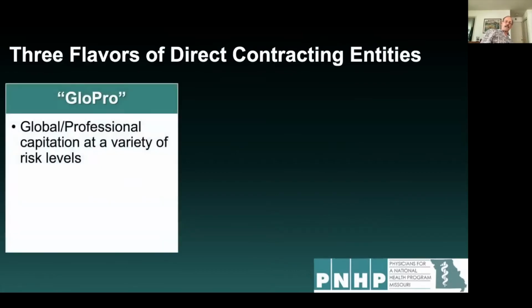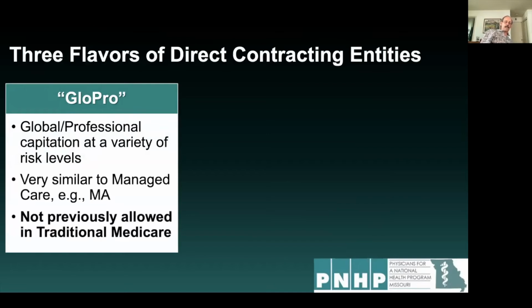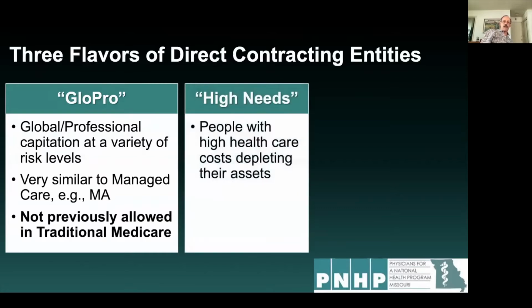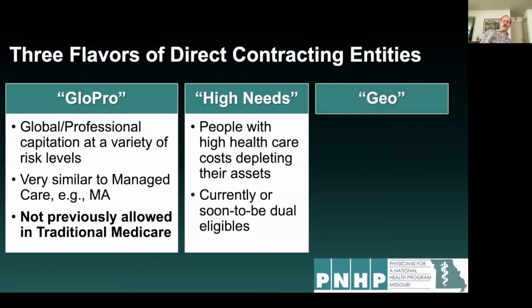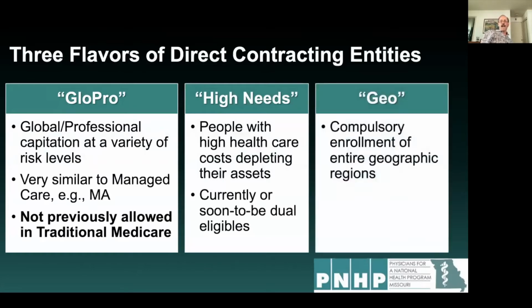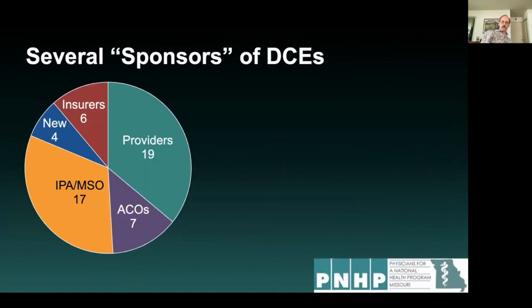So these are the flavors of direct contracting entities: global professional capitation at a variety of risk levels, very similar to managed care, and not previously allowed in traditional Medicare. High needs, people with high health care costs who are depleting their assets or currently or soon to be dual eligible. And GEO, where you have required enrollment in a DCE in certain geographic areas, which has been paused due to concerns by stakeholders.